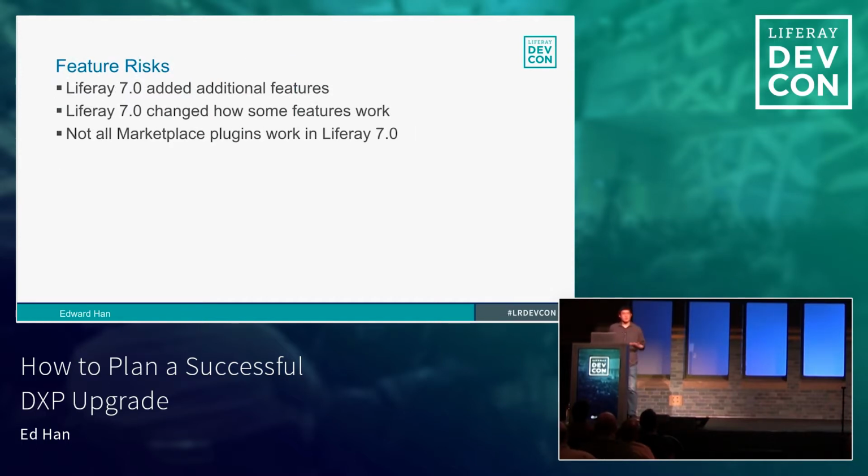So now we'll talk about some of the categories of risks that you will see. The first one is basically what I call the feature risk. Liferay 7.0 is a major release. A lot of things changed. New features have been added, features have been changed, and all of these you have to analyze and understand. And also, not all marketplace plugins work in Liferay 7.0. Most of the Liferay developed ones have some form within the marketplace and have been updated, but it's just something to verify as part of this exercise.